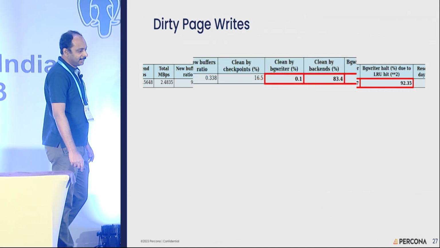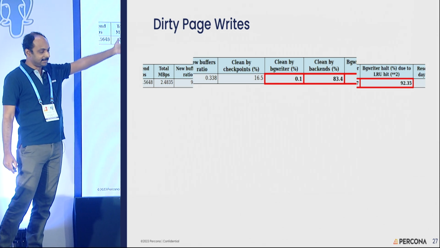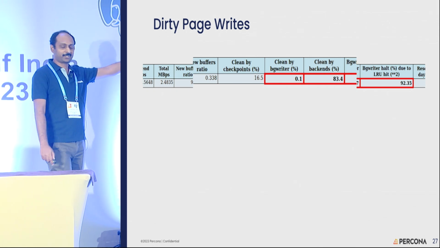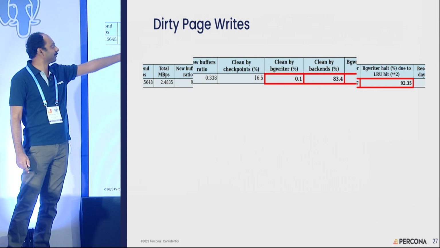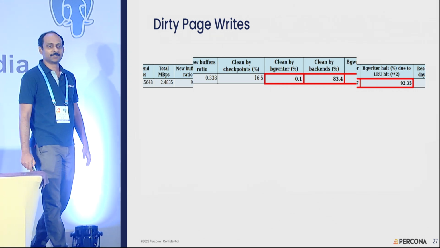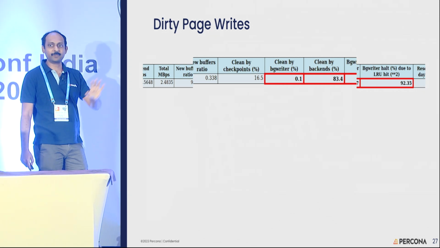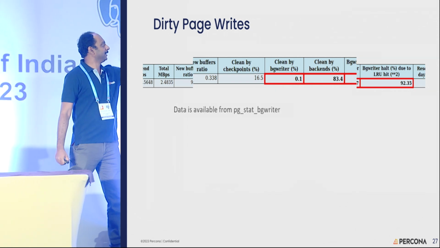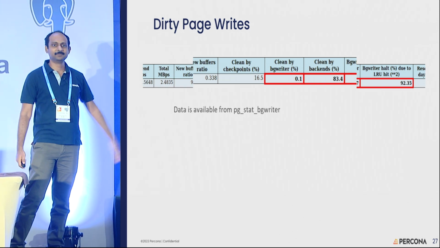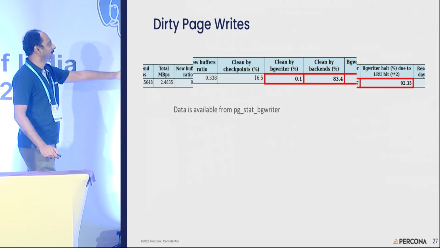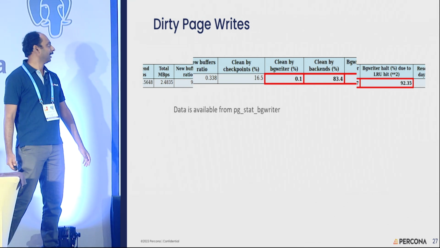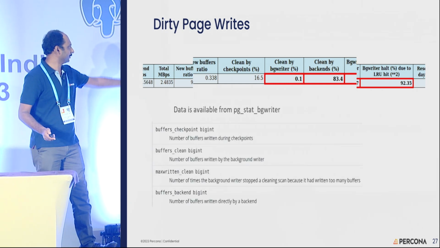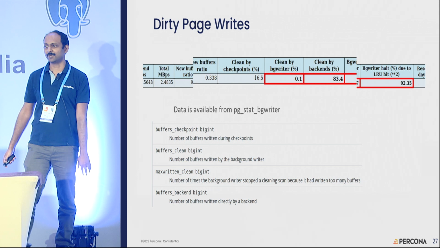Here is another case. The BG writer is almost doing nothing. So that is supposed to do a lot of cleanup, but it is doing nothing, and 83% needs to be done by the backends. So these are the areas which we can fine tune if we have the proper information in hand. And where to get the information? pg_stat_bgwriter. So if you are not using any tool, query on this. And you need to understand the fields, so you look at the Postgres documentation for details.